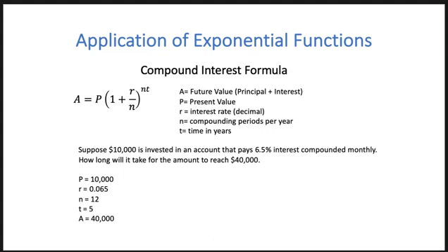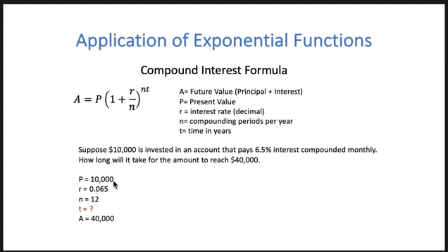So I want to pause this. I paused the screencast and changed this because I realized I hadn't changed the T from the previous problem. I want you to notice, and I'm drawing attention to this, that this is the variable we're looking for. How long will it take for the amount to reach $40,000? The variable we're looking for in this problem is T.